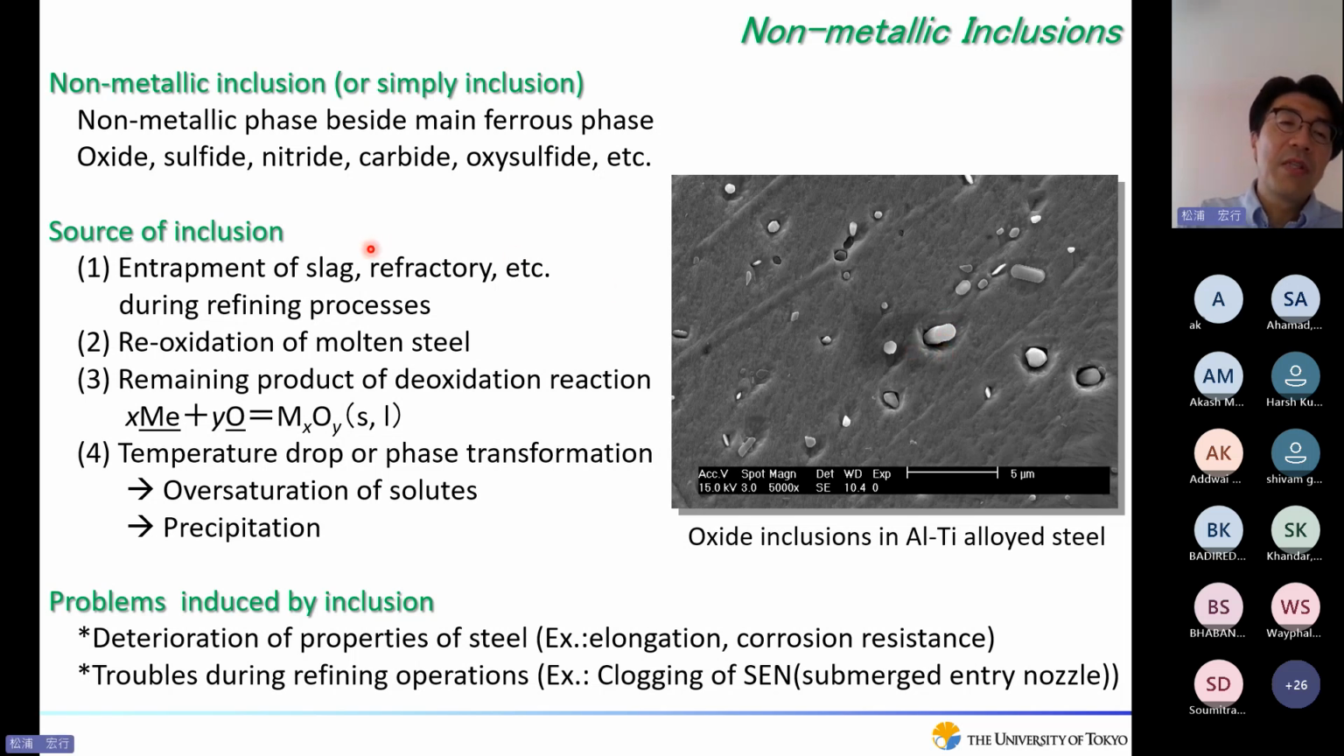When we look at why the inclusions are produced, you can see the sources of inclusions, like the entrapment of slags, refractories, and so on during the refining process. Or sometimes reoxidation of molten steel is experienced, and then the easily oxidizing alloying elements are oxidized to change to non-metallic oxide inclusions.